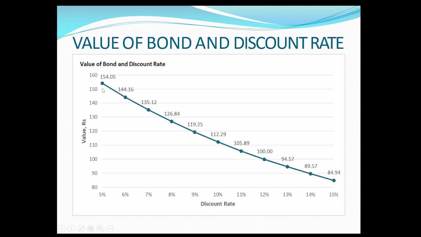One more important point to understand here is that you can see this line is not a linear line. It means the relationship is non-linear in nature. If you check, when the rate of interest increases from 12 to 13%, the price decreases by 5.43 rupees. But if the rate of interest decreases, then the price increases by 5.89. So it means there is not a linear relationship between the price of the bond and the discount rate.